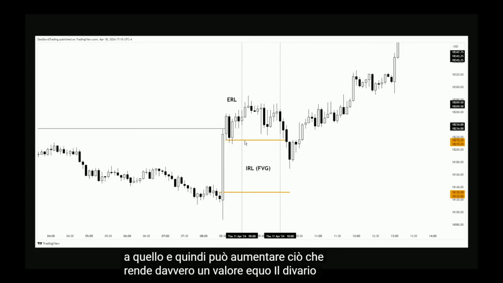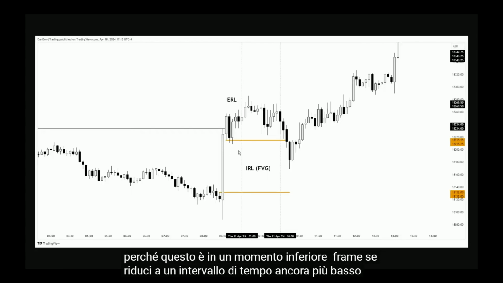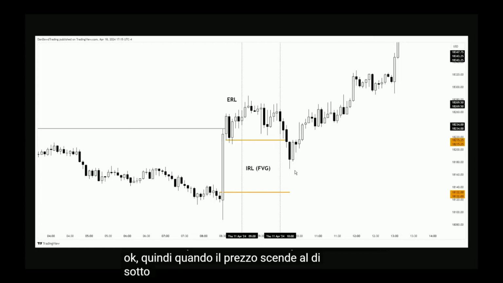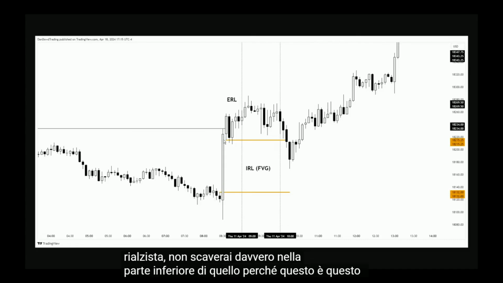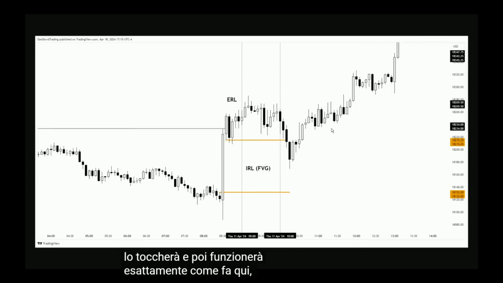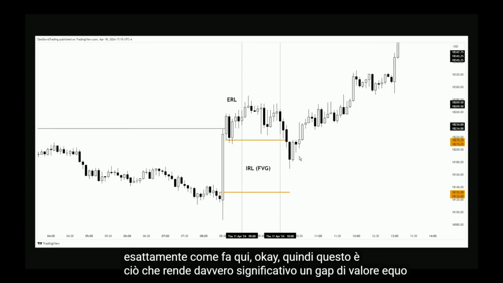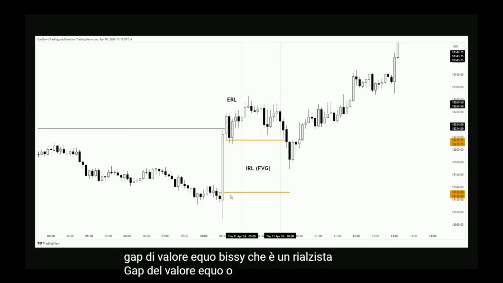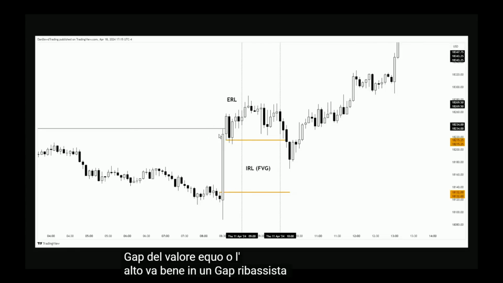What really makes a fair value gap significant is this low right here. Because this is on a lower time frame, if you scale down to an even lower time frame, you'll notice that this low is sell side liquidity. So when price goes beneath there, if you truly are bullish, it really won't dig into the lower end of that, because this is sell side on a lower time frame. So price will tap it and then it'll just run, exactly what it does here. So that's what truly makes a fair value gap significant: the low of it in a BISI fair value gap, which is a bullish fair value gap, or the high in a bearish fair value gap, or a SIBI. Okay, so let's move on to the next one.